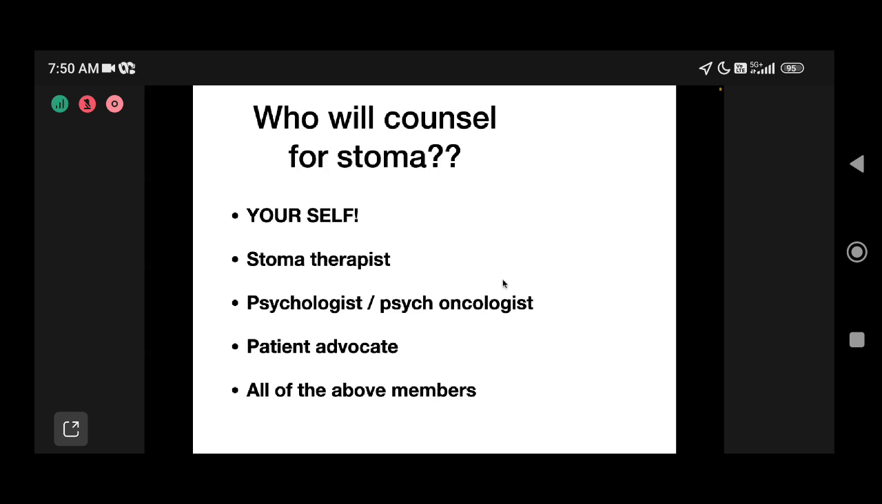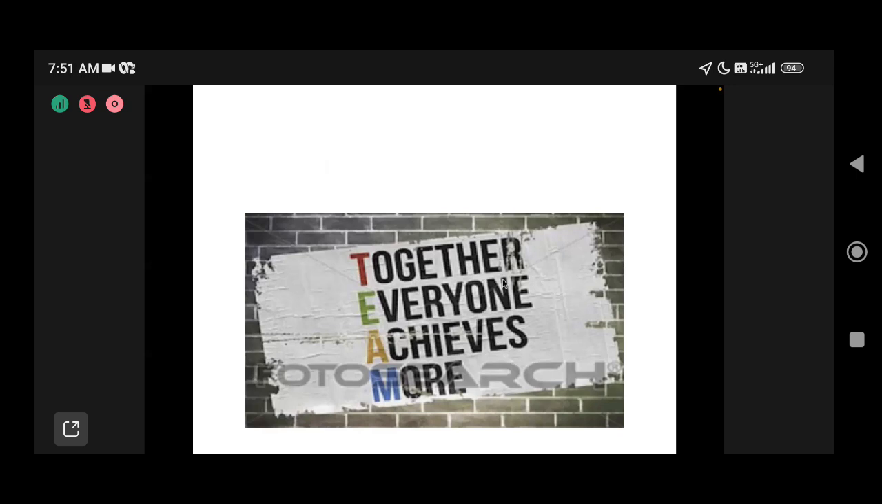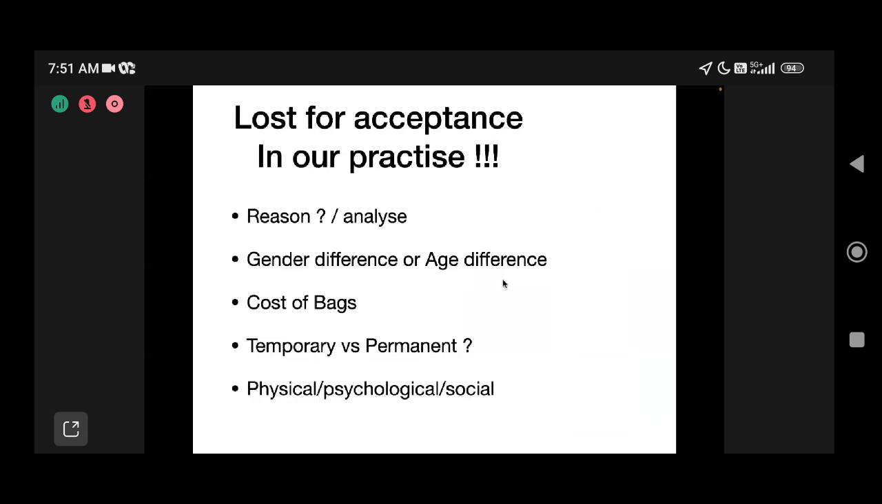That is the next question which comes. Will you yourself do it, or your stoma therapist? In a comprehensive care setup in a good colorectal unit, you need to have a stoma therapist, a stoma nurse, or a psychologist, someone with a background of oncology, a psycho-oncologist, or a patient who has already undergone the surgery, who becomes an advocate. We call these survivors advocates. These patients can counsel, and all of them can be a part of the entire teamwork, or one of them can take the lead and counsel the patient. So in a nutshell, together everyone achieves more. That's very, very important.